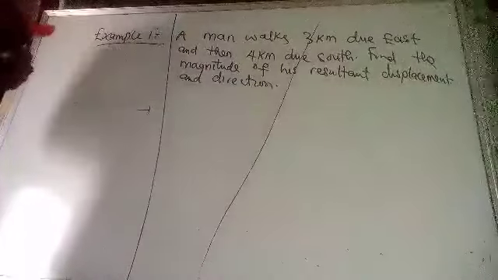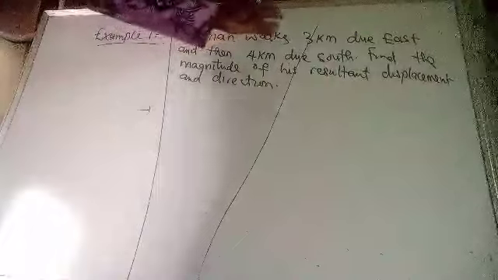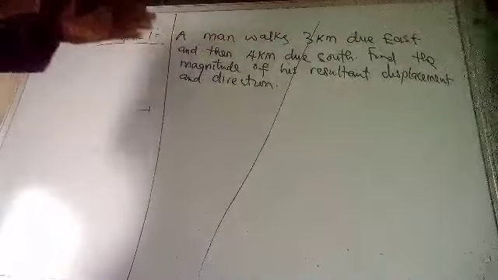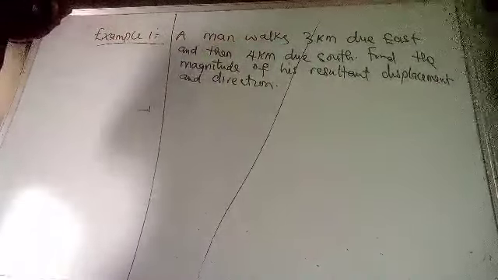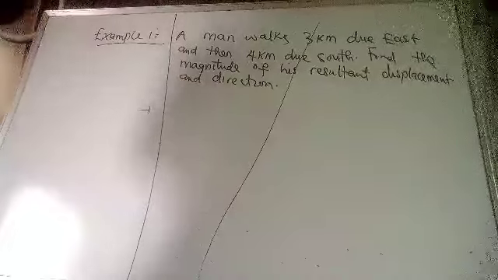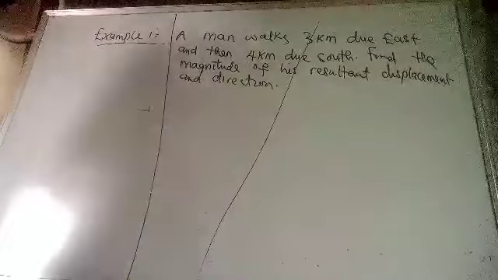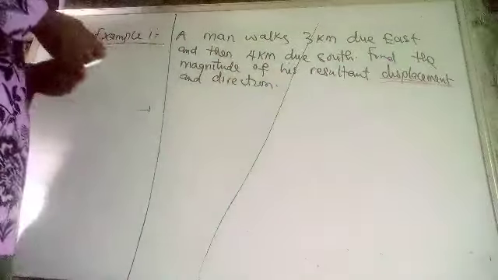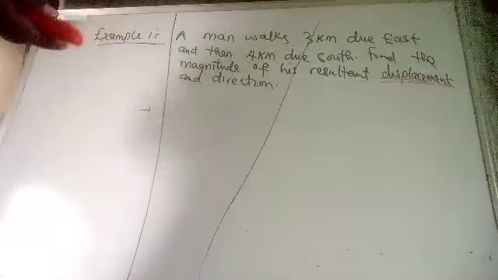Let's have a look at this example. A man walks 3 kilometers due east and then 4 kilometers due south. Find the magnitude of his resultant displacement and direction. Okay, it has to be displacement, it cannot be distance. Why? Because we are under vector.